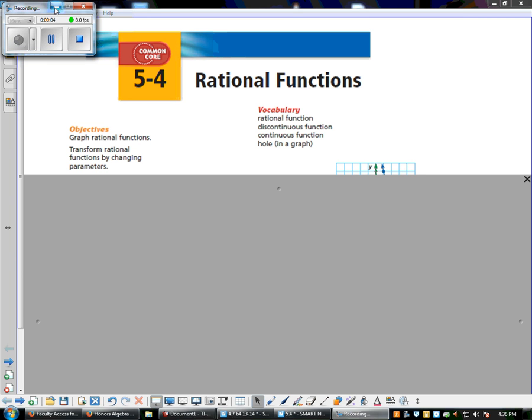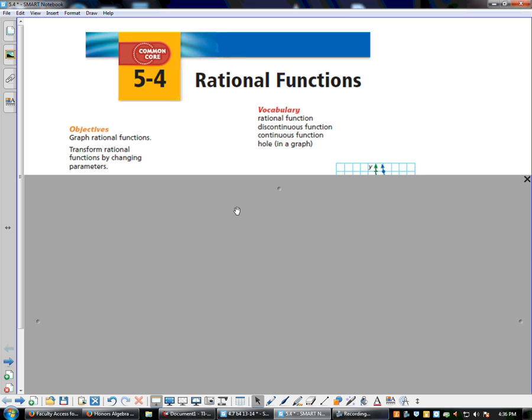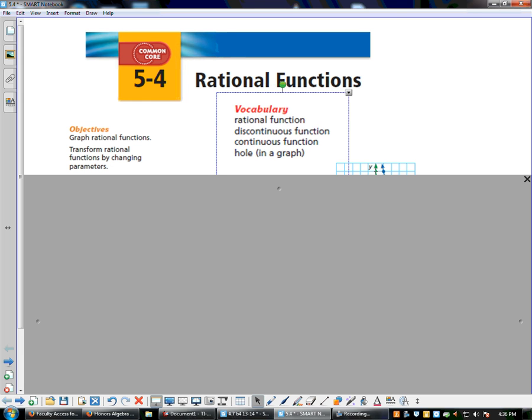We are looking at section 5.4, rational functions. Your objectives are to graph rational functions and to transform rational functions by changing parameters. The vocabulary for this section is rational functions, discontinuous functions, continuous functions, and a hole in the graph.